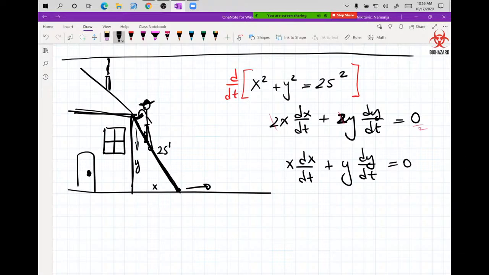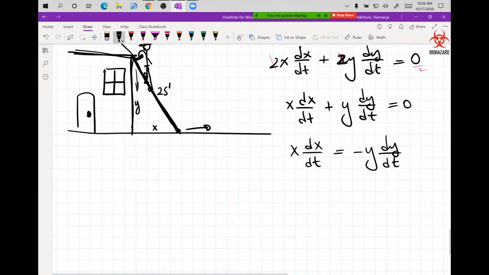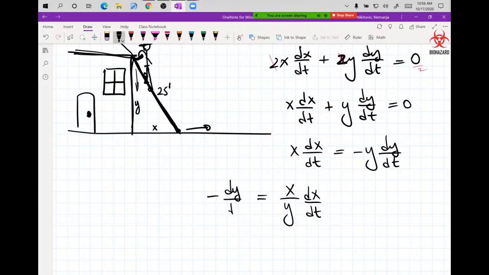And when you move y to the other side, you get x dx/dt equals negative y dy/dt. You divide both sides by y. y is a length up the house, it's not 0. So x over y dx/dt is equal to negative dy/dt.